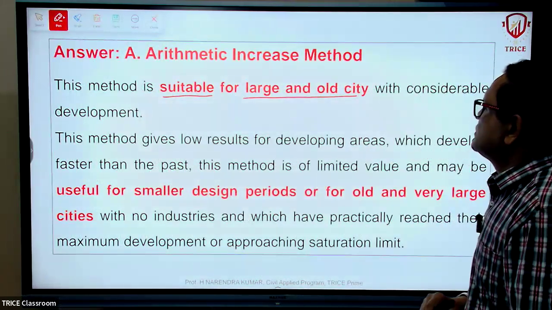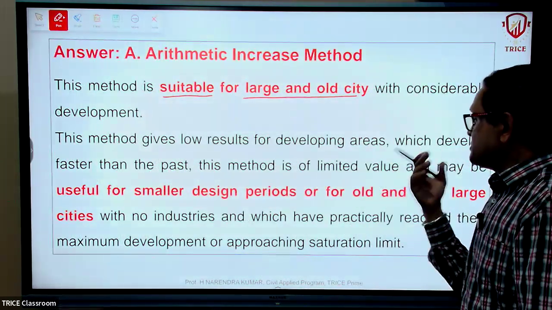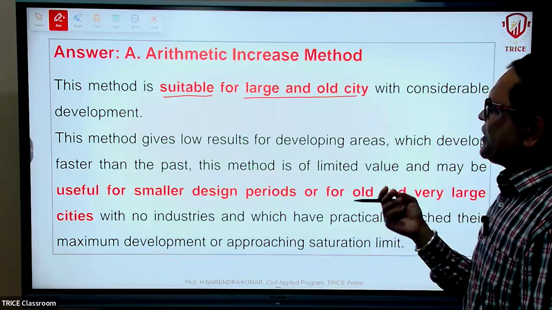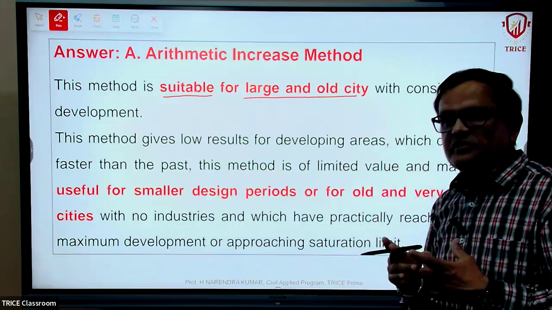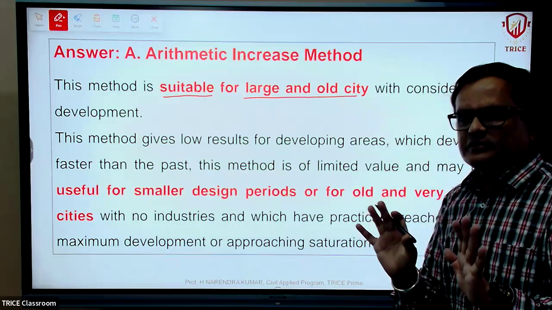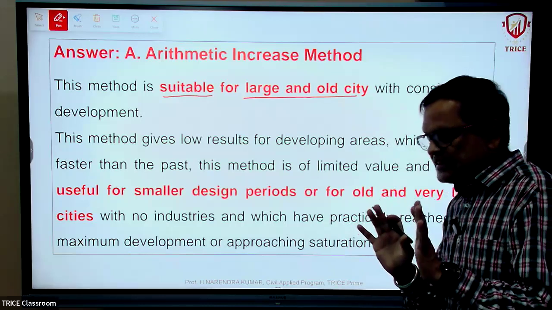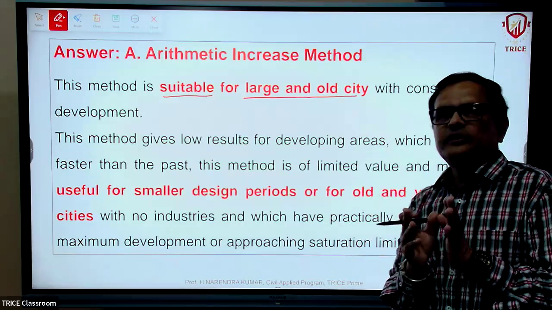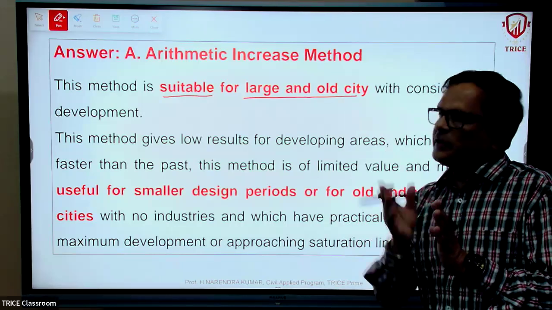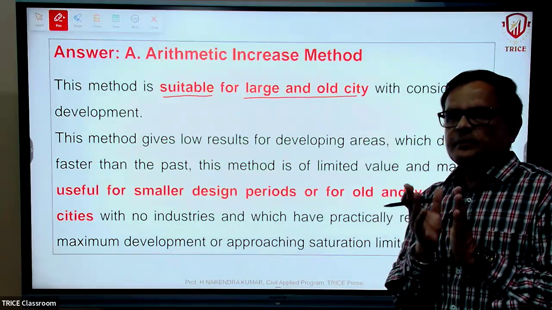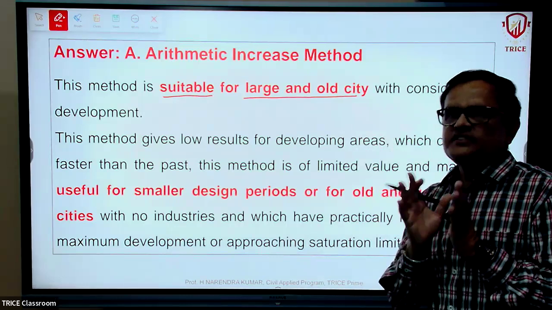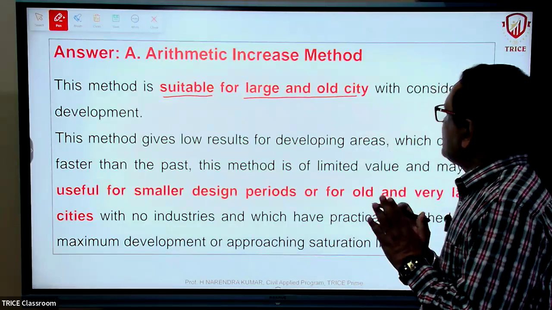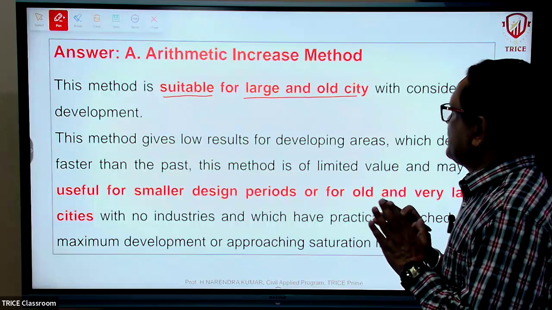What is the assumption made in the arithmetical increase method? dP by dt, the rate of change of population with time, is constant. It is almost like a simple graphical method. It's a straight line. If you draw a graph for the arithmetical increase method, you will get a straight line because dP by dt is a constant value. That is the basic assumption made in this arithmetical progression method.